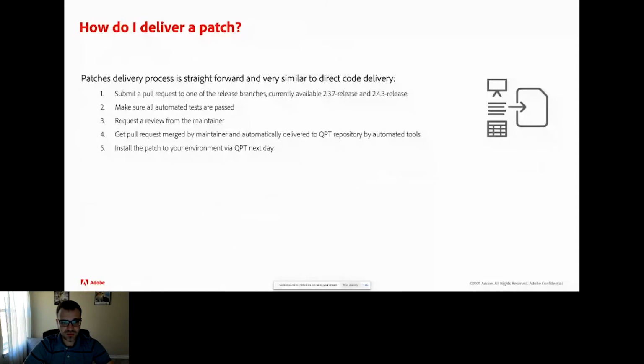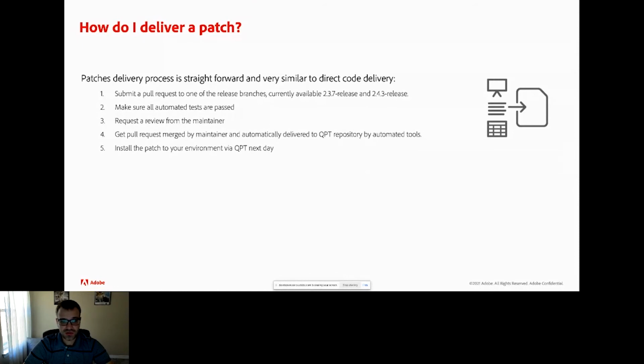Contributor just needs to submit the pull request, but not to, let's say, the 2.4 develop branch. The pull request should be submitted to release branches. For example, 2.3.7 release or 2.4.3 release. Also, just make sure that all automated tests are passed to guarantee that the provided changes will not break anything.